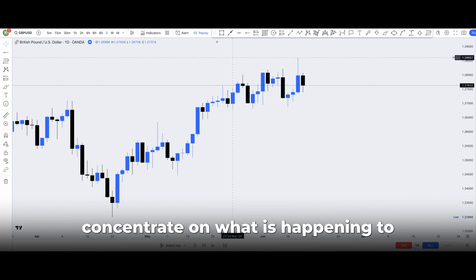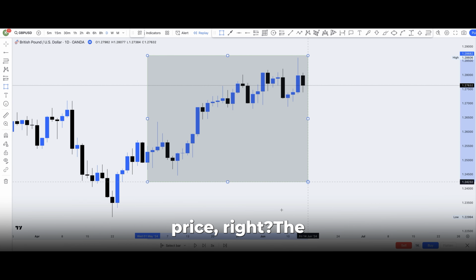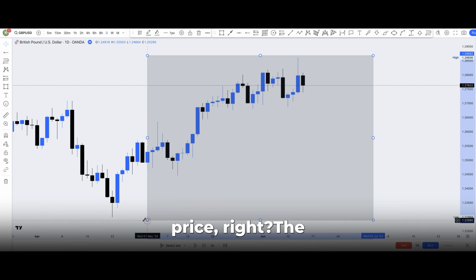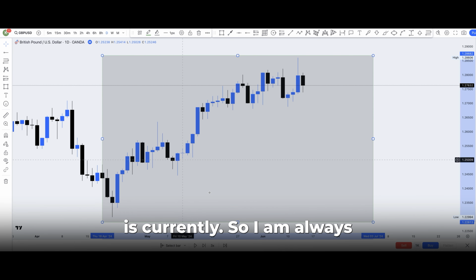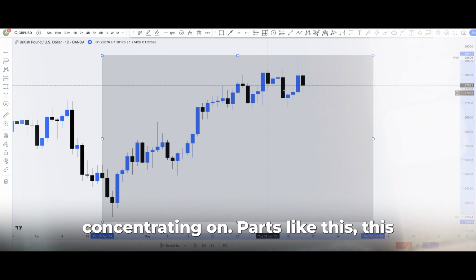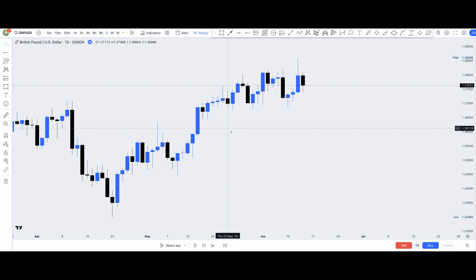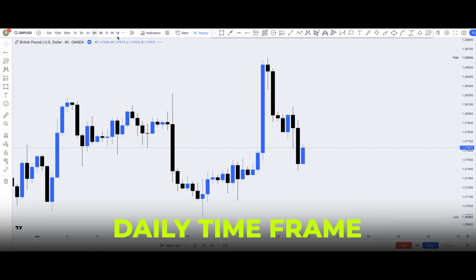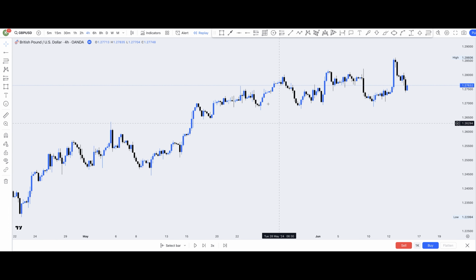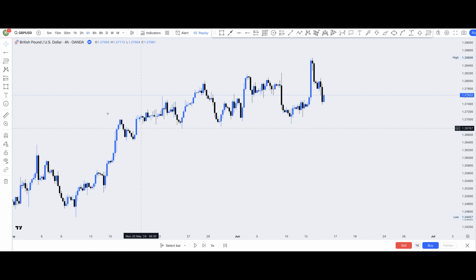Now I always concentrate on what is happening to price, the current movement of price and where price is currently. So I am always concentrating on parts like this. This is how I do my analysis. This is the daily time frame, but I started the analysis itself on the 4-hour time frame, which means I didn't move any further to the daily time frame. I just opened my 4-hour chart and saw what is happening here.